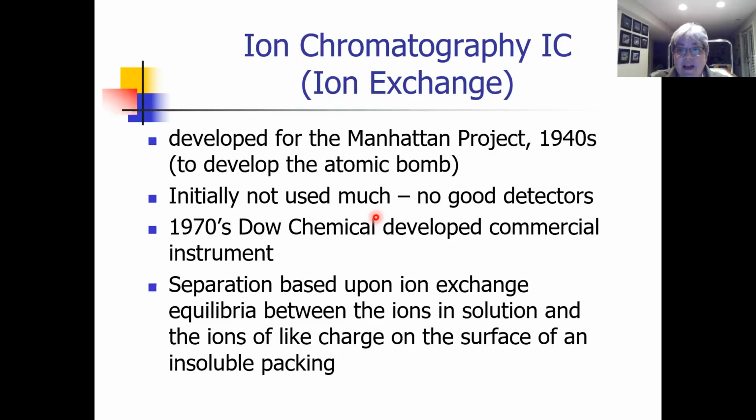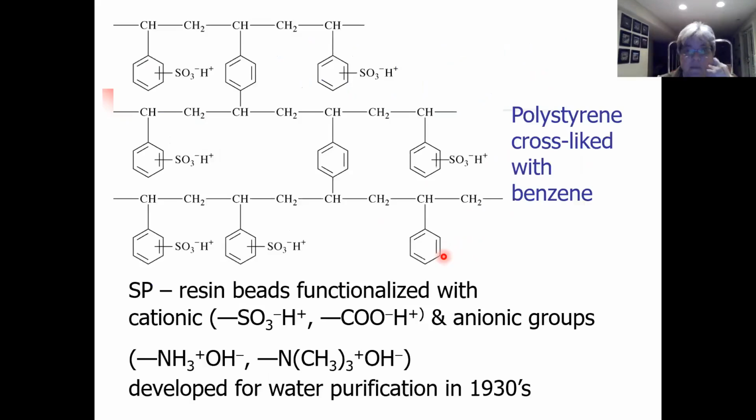Next one we want to look at is ion chromatography, or it's also called ion exchange. They first actually developed this way back in the 1940s, but it took them 30 years to figure out how to handle the detection. So as you would guess from the name, here we are going to separate ions. This is based on an equilibrium between a stationary phase and ions in solution.